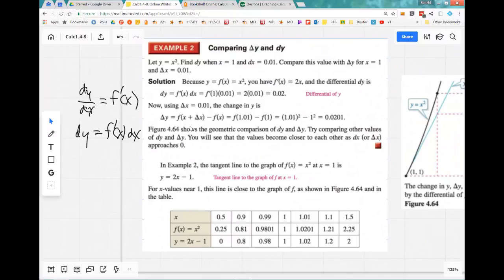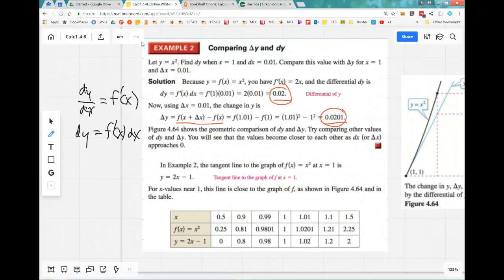Now when you do delta y, which is when you take f of x plus delta x minus f of x, you get, so you notice when we did dy, we got 0.02. When we did delta y, we got 0.0201. You see how they're extremely close? dy is an approximation. Delta y is exact. So the point is they're so close together that you can use dy to find approximations.